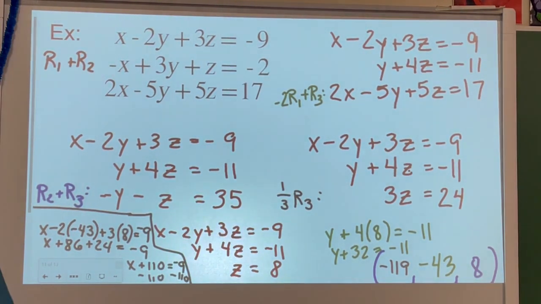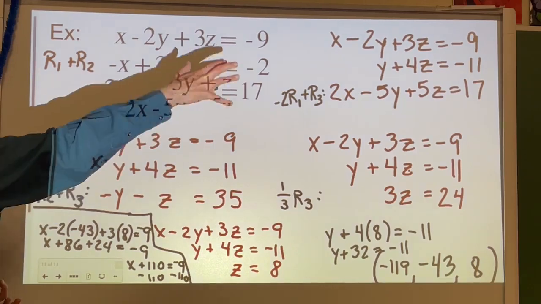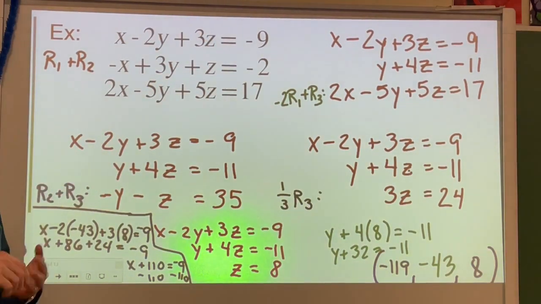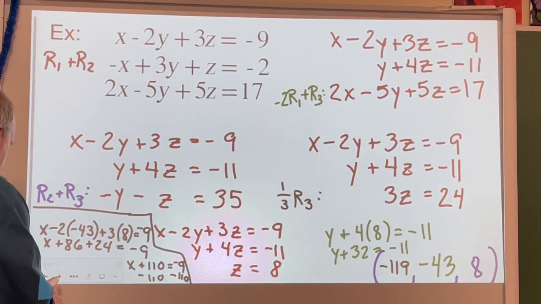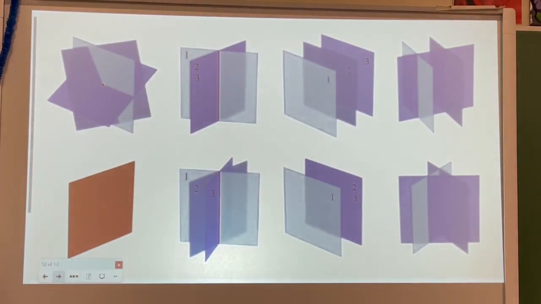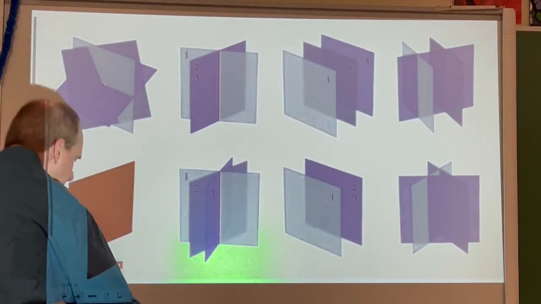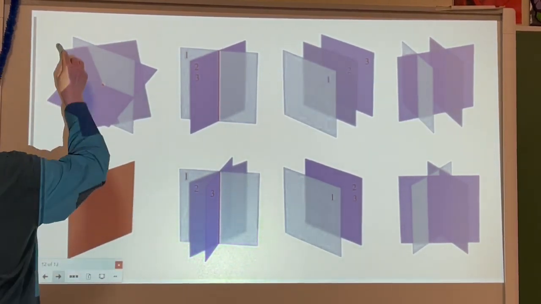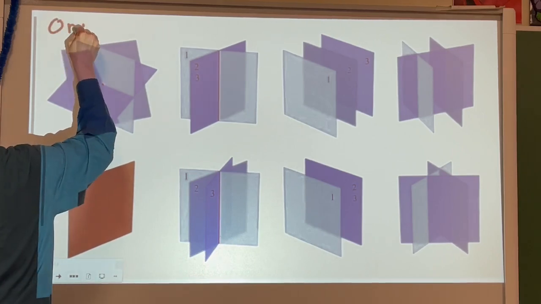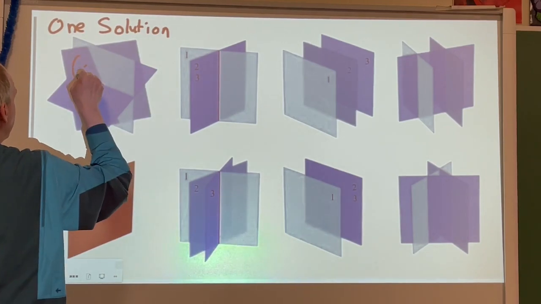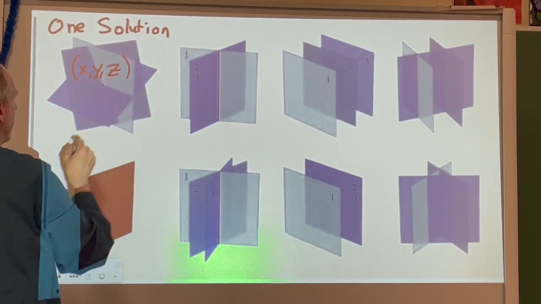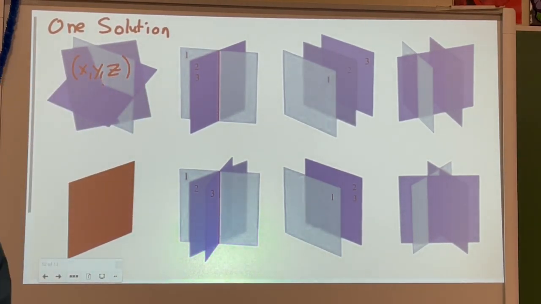What you're getting is these three linear systems here, this linear system, they all intersect at one point. Graphically, it would look like this first one. We're intersecting at one point. Our solution is x, y, z. We have three different planes of existence, and they are intersecting at one point.